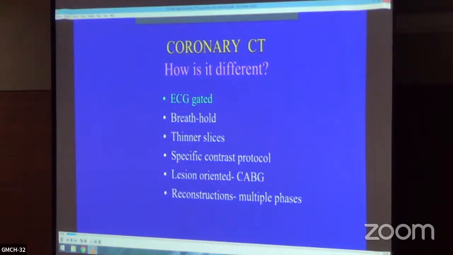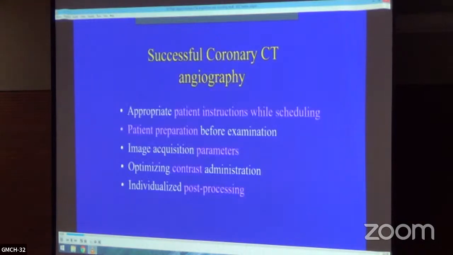So you want thinner cuts. You want good contrast opacification so that even the distalmost vessel is very well seen. And you also have to be lesion oriented. If the patient has had a CABG, your scan has to start higher up. Or if you want to see anything else, like pleural effusion, you would like to have a lesion-oriented protocol to see those particular things. And unlike other areas, here you may need to reconstruct the images at multiple phases of the ECG to get the best images.